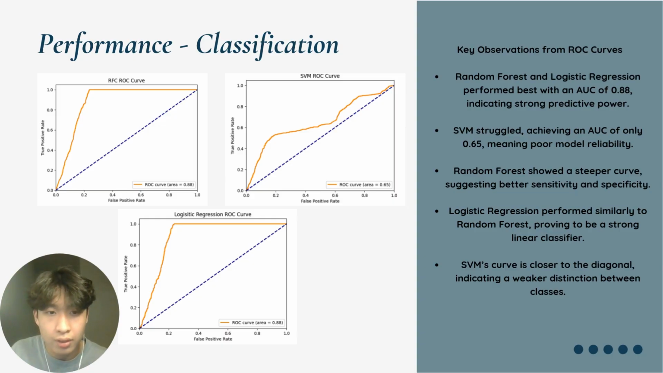Random forest showed a steeper curve, suggesting better sensitivity and specificity. Logistic regression performed similarly to random forest, proving to be a strong linear classifier. SVM's curve is closer to the diagonal, indicating a weaker distinction between classes.